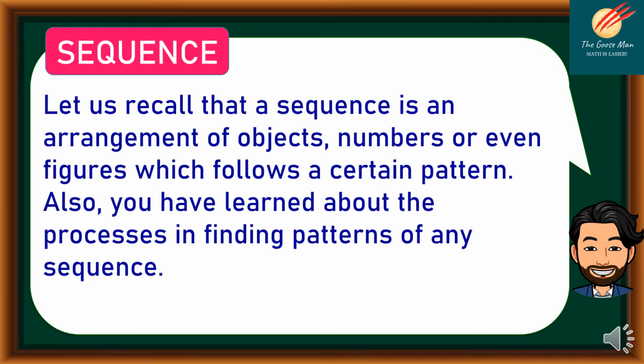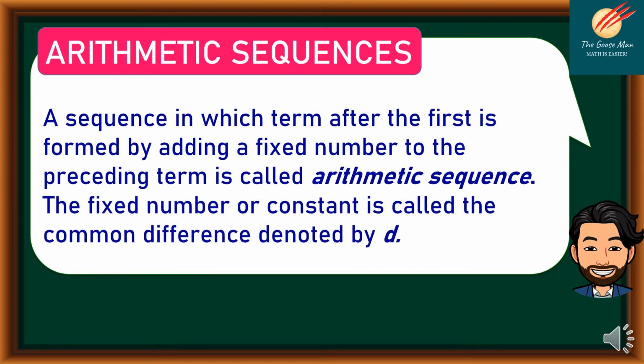Let us recall that a sequence is an arrangement of objects, numbers, or even figures which follows a certain pattern. Also, you have learned about the processes of finding patterns of any sequence. A sequence in which each term after the first is formed by adding a fixed number to the preceding term is called an arithmetic sequence. The fixed number or constant is called the common difference, denoted by the symbol d.